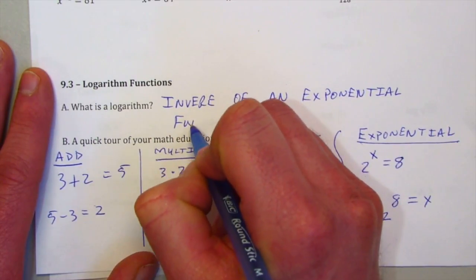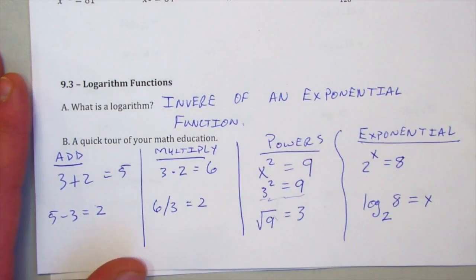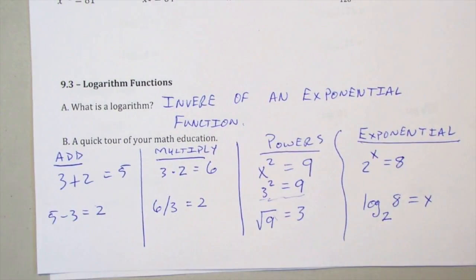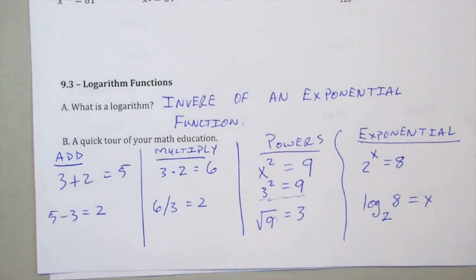It is the subtraction for the addition. It is the division for the multiplication. It's the root for the power. It's the opposite of an exponential. It will solve. Okay, that's what it is. How do we work with them? That's what I really want to talk about.